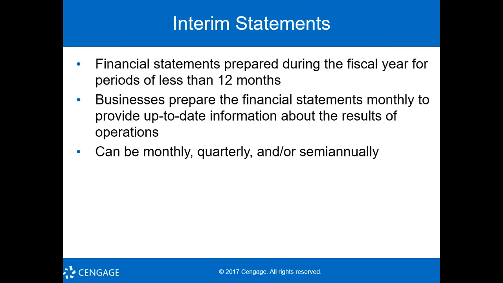And just like it shows here, businesses prepare interim financial statements monthly to provide up-to-date information about the results of operations. So again, every month, generally speaking, any company of significant size is going to want to know every month how much revenue came in that month versus how much in expenses went out, right? But remember, those interim financial statements combine together to make our annual statements at the end of the year. So if we prepare interim financial statements every month, the 12 months through the year are then going to combine together to make our annual financial statements at the end of the accounting year.